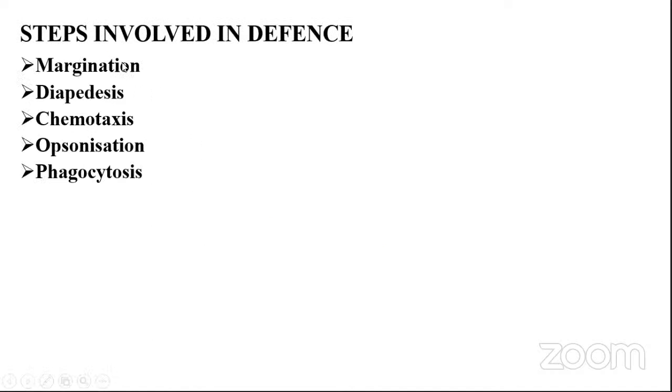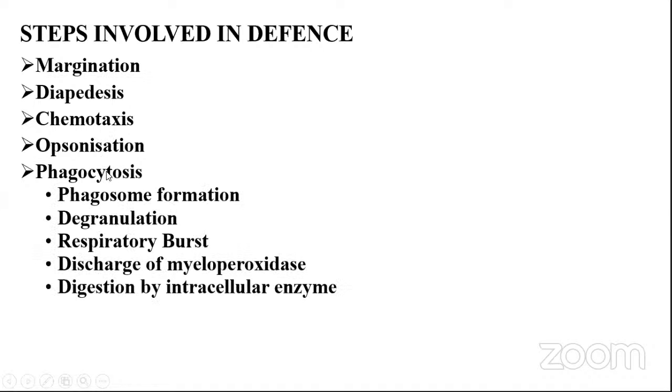What are the steps involved in the defense mechanism? That is margination, diapedesis, chemotaxis, opsonization, phagocytosis. So sometimes this can be asked in a sequence, which is the correct sequence. First is margination, next is diapedesis, next is chemotaxis, next opsonization, and finally the phagocytosis.